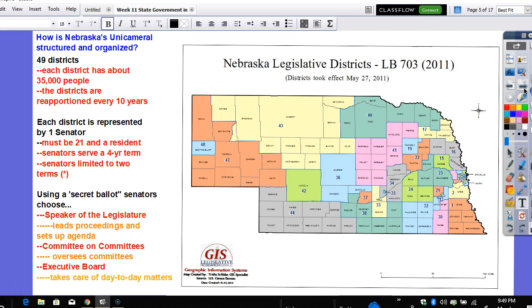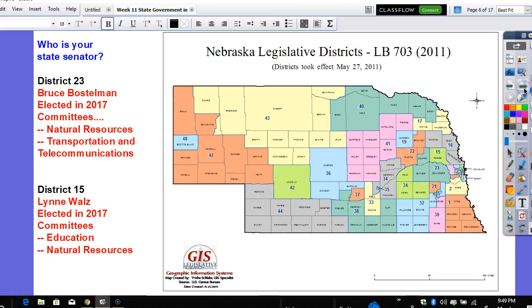Well, who's your state senators? Again, it depends upon whether you live in Dodge County or Saunders County. If you live in Saunders County, you live in District 23, and Bruce Bosselman is your state senator. He was elected in 2017, and he sits on 2 committees, the Natural Resources Committee and the Transportation and Telecommunications Committee. You'll see him once in a while.